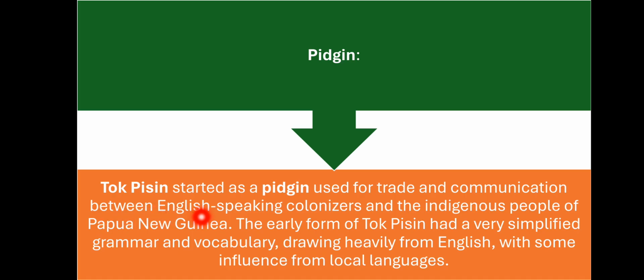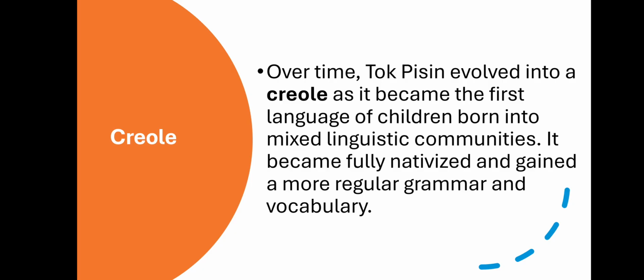So what happened? They developed a pidgin. The early form of Tok Pisin had a very simplified grammar and vocabulary, drawing heavily from English, because English was the source language and English was also ruling over them, with some influence from local languages. Then this Tok Pisin became Creole.